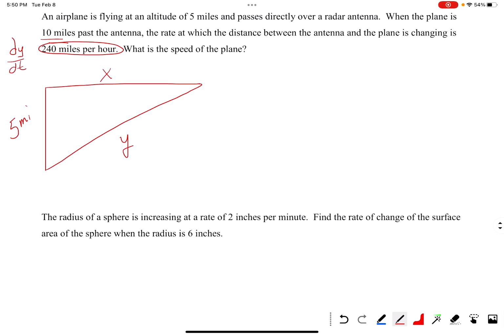That's just the change in the distance between the radar gun, which is over here. Let me do, I guess I could do a better picture. This is the radar thing, and then this is the plane.